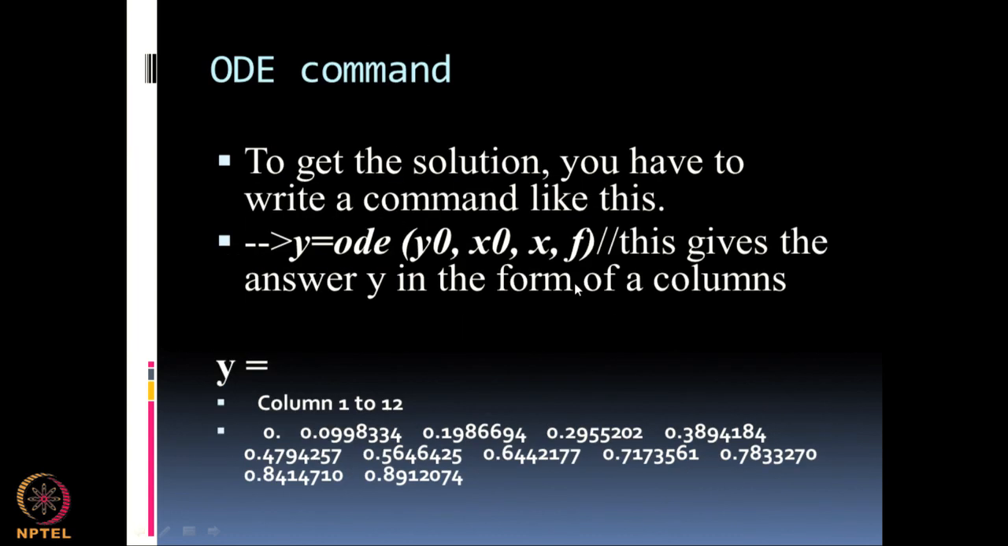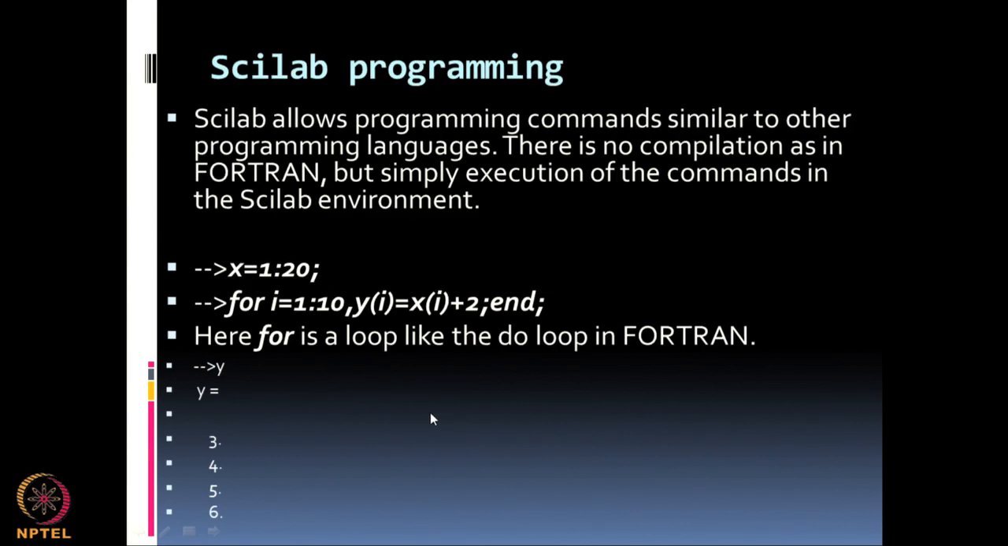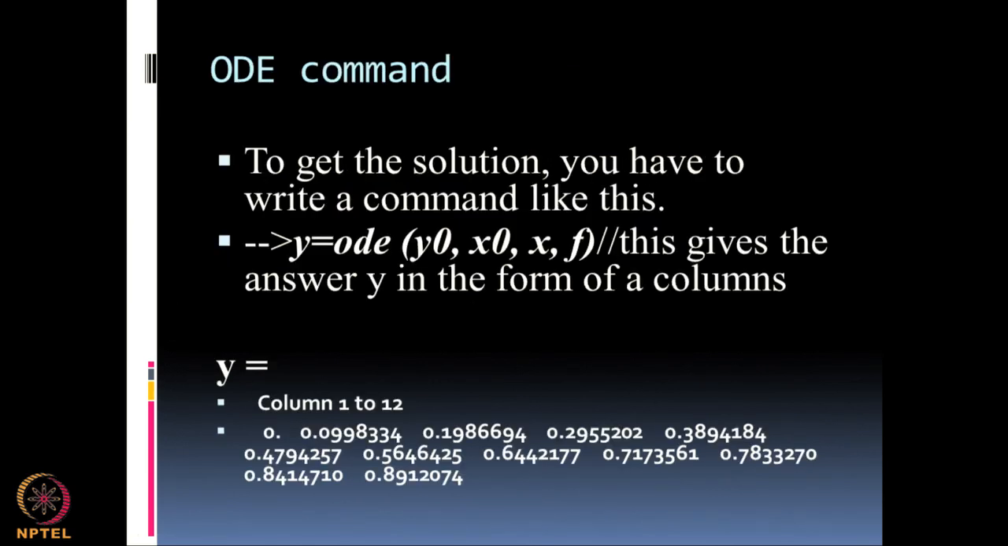So, next, when you give this command y = ode(y0, x0, x, f), it gives the answer of y in the form of columns. So, what are these columns? These are all the solutions of y for different values of x. Okay. So, columns 1 to 12 are the solutions, and then they will have all the columns up to the full set. I have given only columns 1 to 12 here; the others you will see when you execute it yourself.